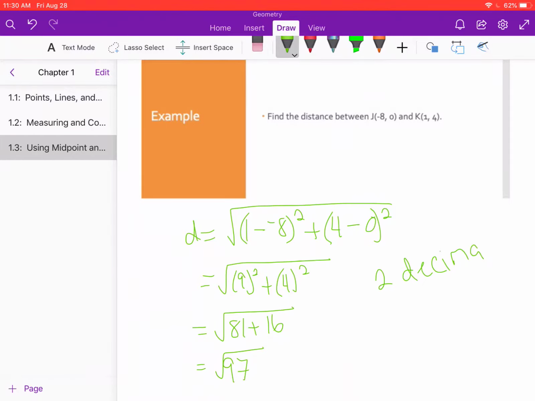So that's it for the midpoint and distance.